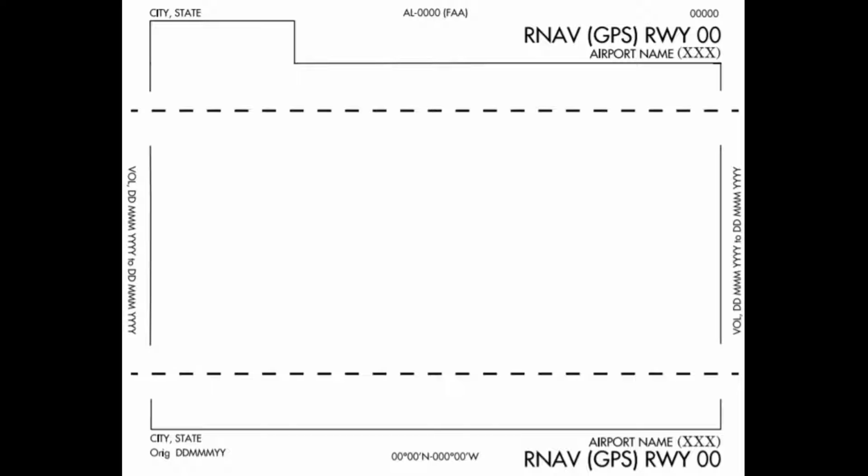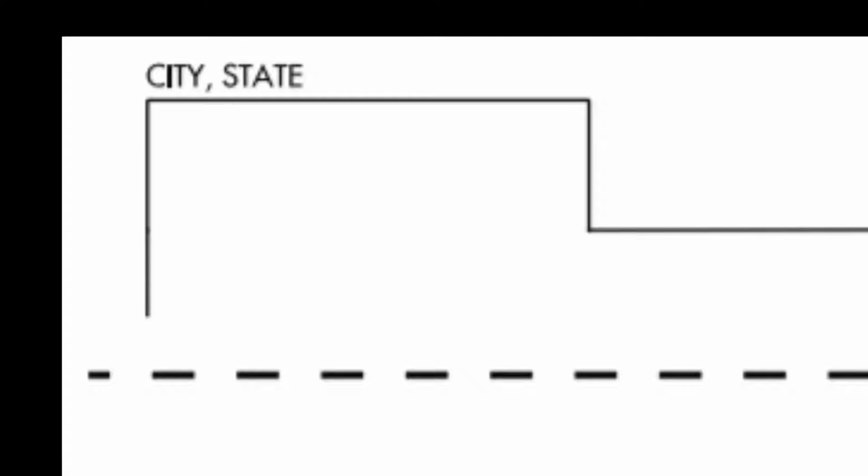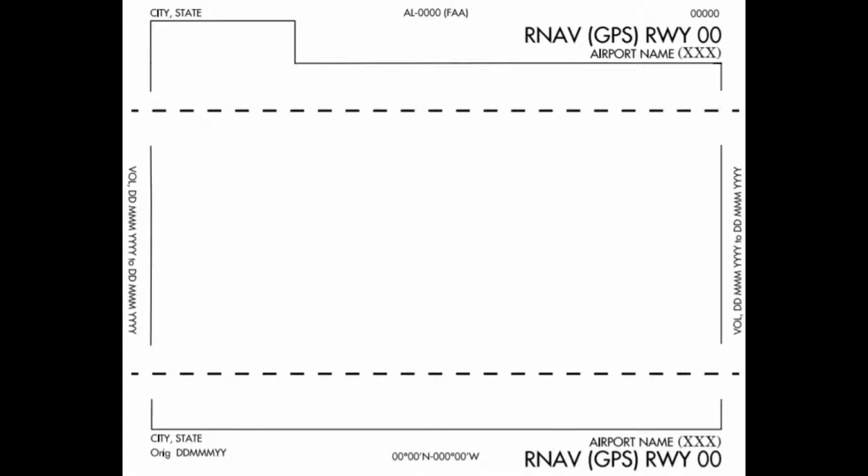First, let's talk about the margin identification information. The margin information is at the top, bottom, and sides of the charts and provides information about the location, the procedure information, and chart currency. Charts are organized by city first, then airport name and state, with the exception of military charts, which are organized by airport name. Going from the top of the chart, reading from left to right, and going down the chart, margin identification is organized in the following way.